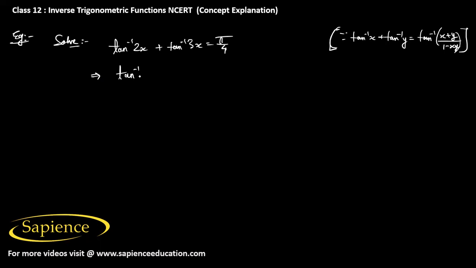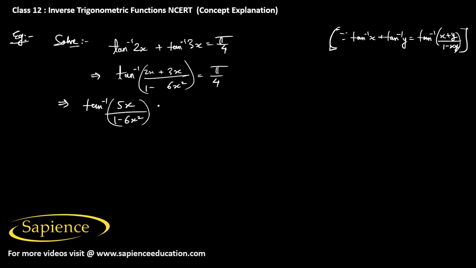So this means this will be tan inverse of 2x plus 3x by 1 minus 6x square, that is equal to pi by 4. Therefore tan inverse of 5x by 1 minus 6x square is equal to pi by 4. Then if we apply tan on both sides, we know that tan of tan inverse x is equal to x, and cos of cos inverse x is equal to x.